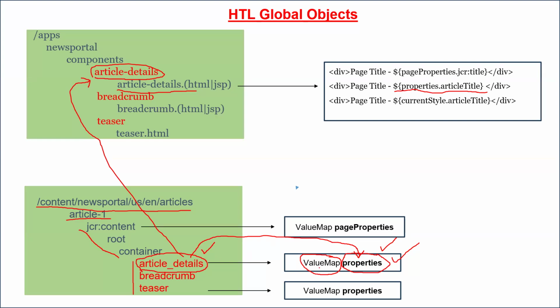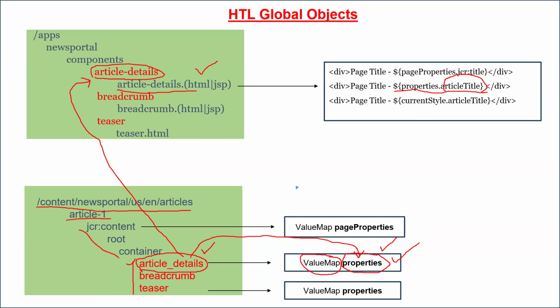Because value map is a map implementation in Java. In a map, we can store the data in key value pairs. Even the content node also stores the data in key value pairs. The entire data will move to the properties object. And this properties object is available to this HTML file. While forwarding the request from the content node to the component, Sling forwards this properties object also. The properties object contains all the properties of this content node. Now, when you call properties.article title, it will return the property called article title.